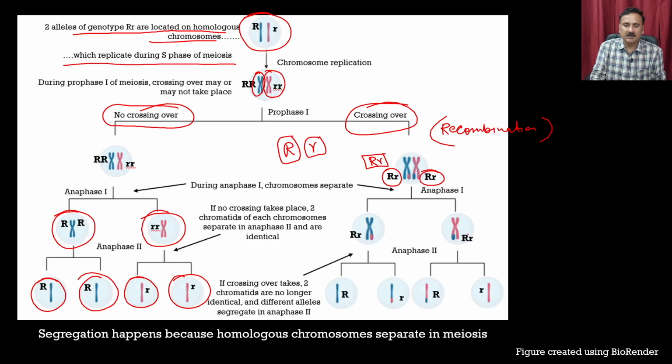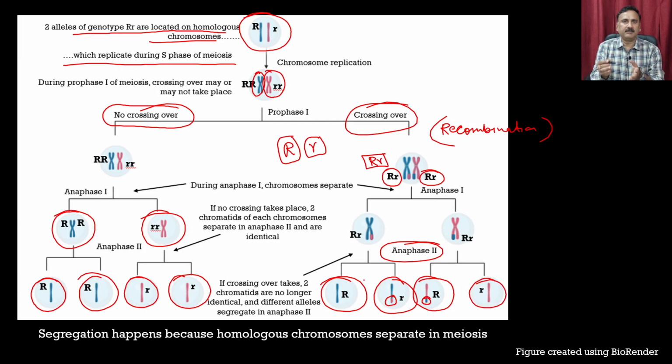Here the capital R portion is less, and here the small r portion is less. Then in anaphase 2, you are going to have the small r with some portion of the capital R. Similarly, you are going to have a capital R with a small portion of the small r. And this is going to continue, transmitting the information from one generation to the next generation, right?